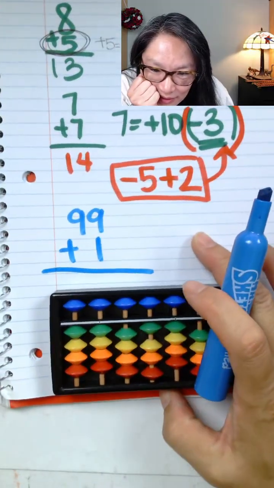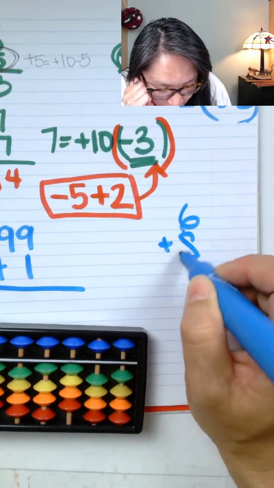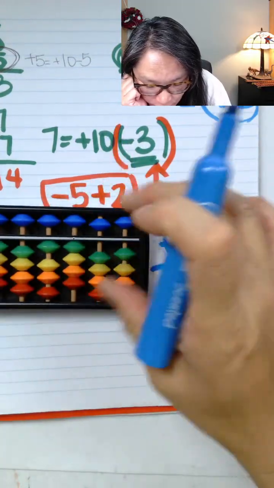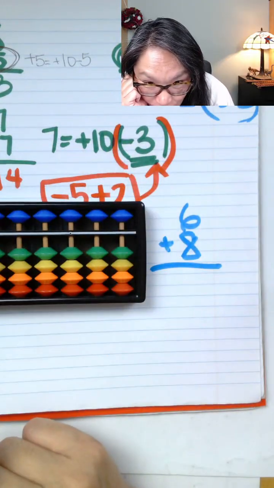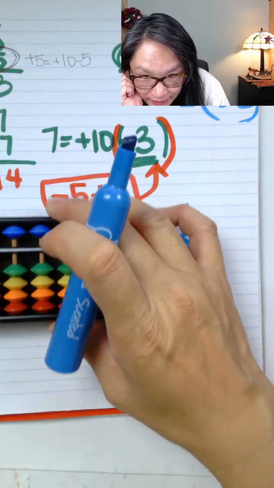That's easy, right? Can we do 6 plus 8? We'll do that. That's a good one. Yeah, the two-step throws me off a bit, but I get it. Yes, it takes a little bit of understanding.